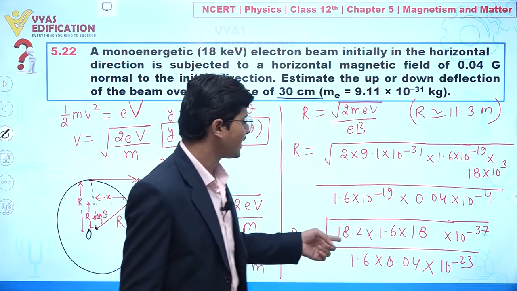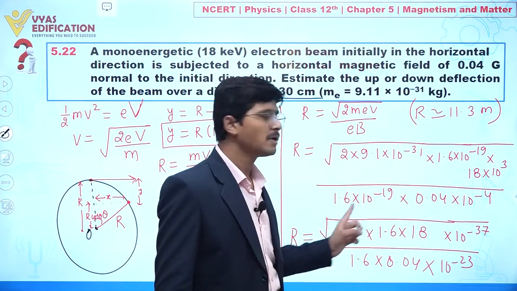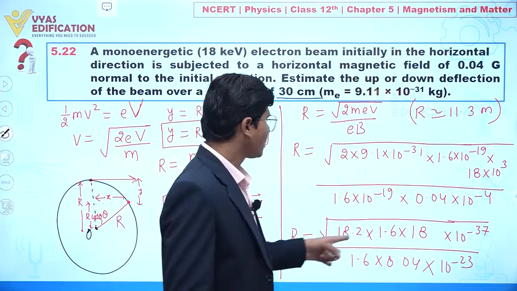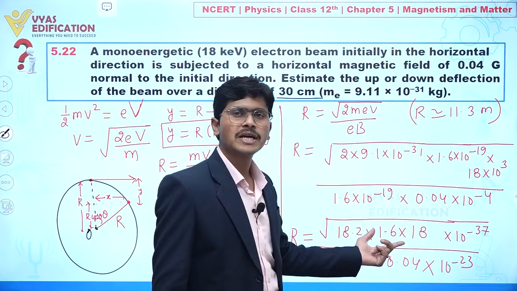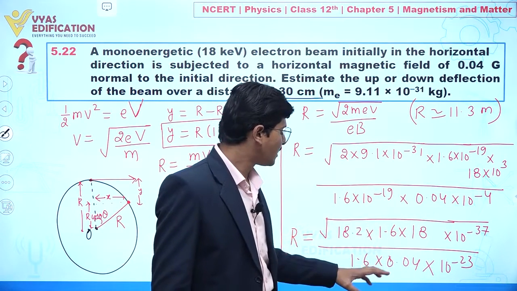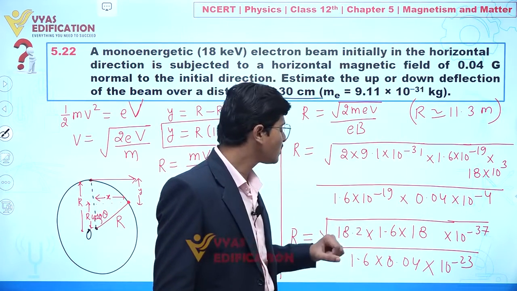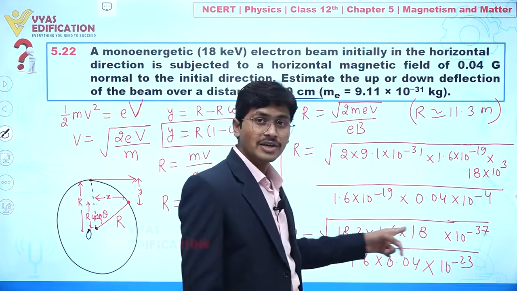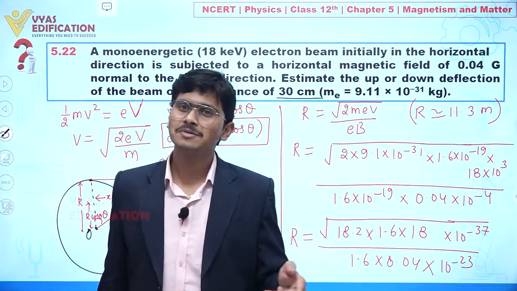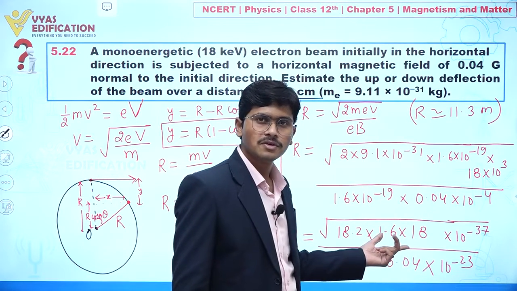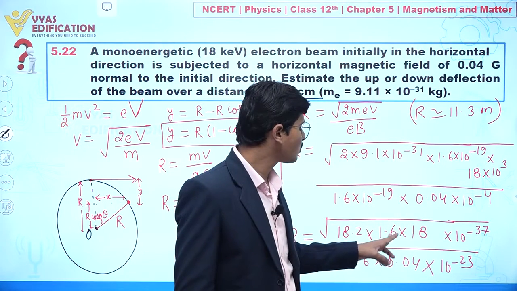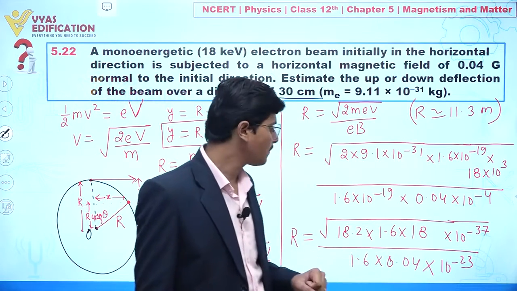So if you multiply 18 with 16, or directly you can say 18 multiply 18, 324 multiply 1.6. Directly you can say that is 1.6 times and then take square root. Or you can also write like this: 324, if you take square root, that becomes 18. Clear? And 1.6 becomes 0.4. Yes or no? Or you can write like this, 4 by under root of 10, clear?